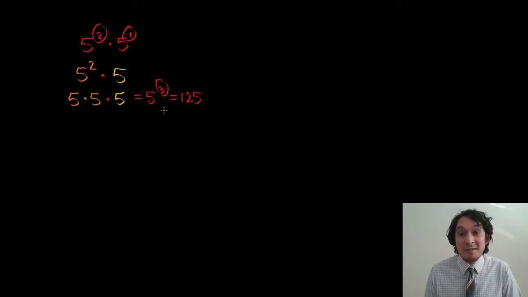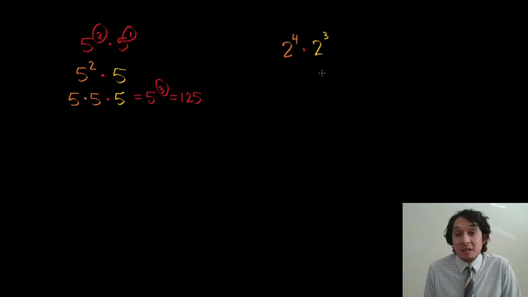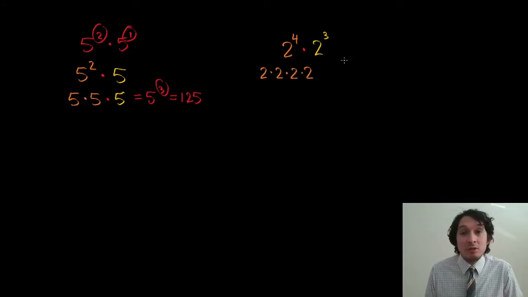So let's see if that's true for another combination. Let's try powers of 2. I'll try 2 to the power of 4. Actually, I'm going to go back to my color coding. And I'm going to multiply that by 2 to the power of 3. Okay, sure, why not? So I have 2 to the 4th times 2 to the 3rd. And again, let's color code this. That means 2 times 2 times 2 times 2. That's 2 to the 4th. And I'm going to be multiplying that by 2 to the power of 3.